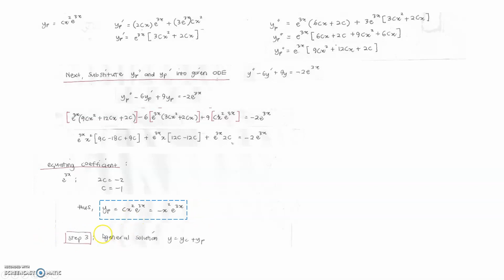So the last step, I need to find the general solution for the ODE. The general solution is given by y equal to yc plus yp. So here is my yc, and here is my yp. Okay, so that is the step-by-step on how to get the solution for the ODE.